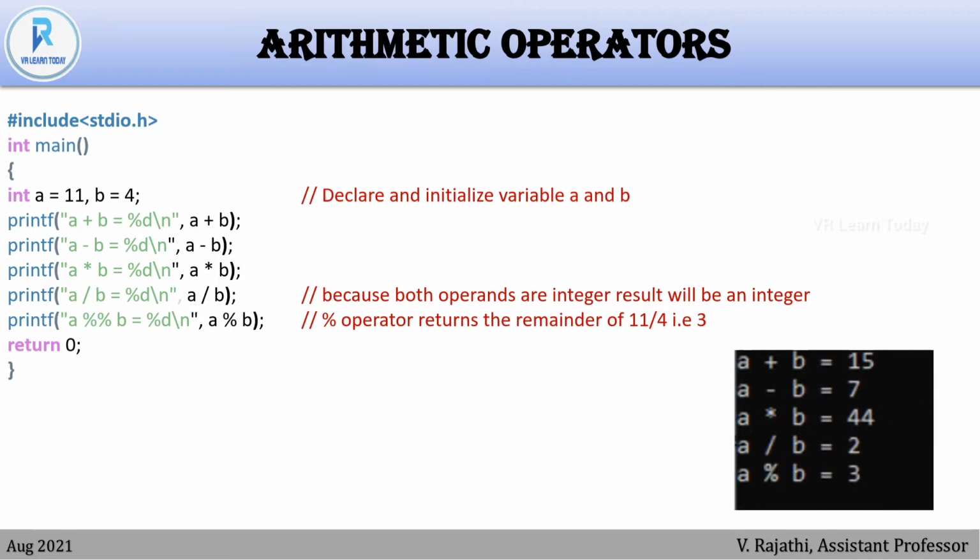So this will be the result: a plus b equal to 15, a minus b equal to 7, a into b equal to 44, a divided by b equal to 2, and a modulo b equal to 3. So 3 is the remainder.